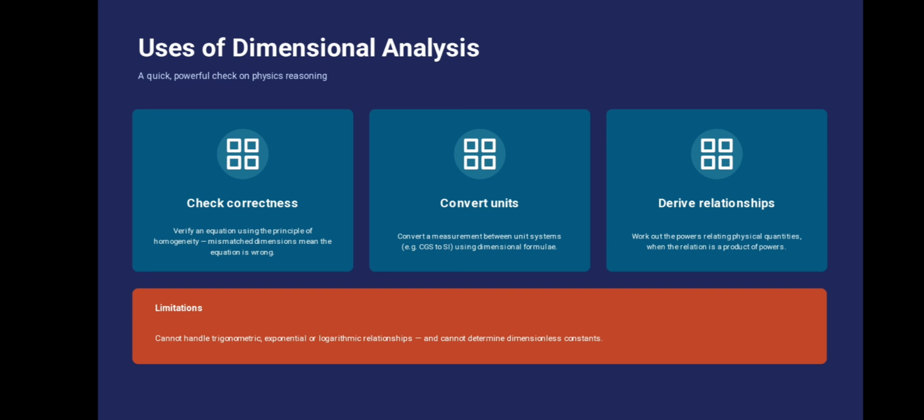Second, converting units from one system to another. Since a physical quantity's magnitude times its unit stays constant, we can use dimensional formulas to convert a measurement from, say, CGS units to SI units. Third, deriving relationships between physical quantities.